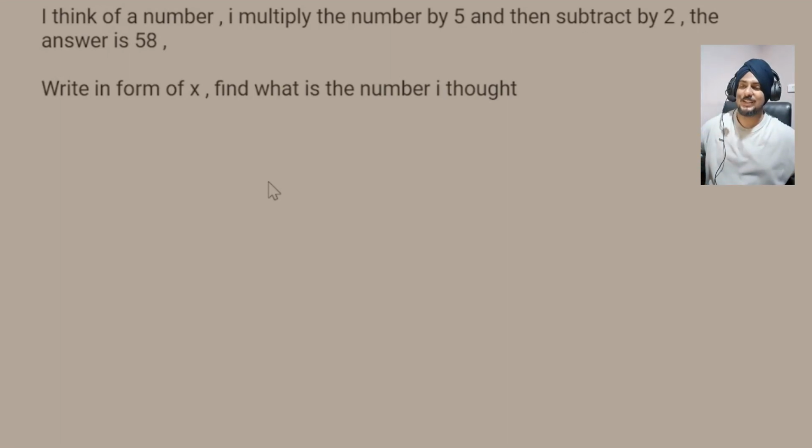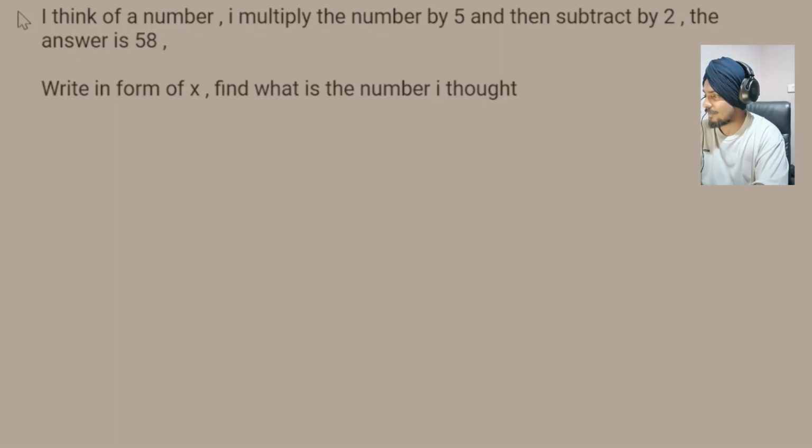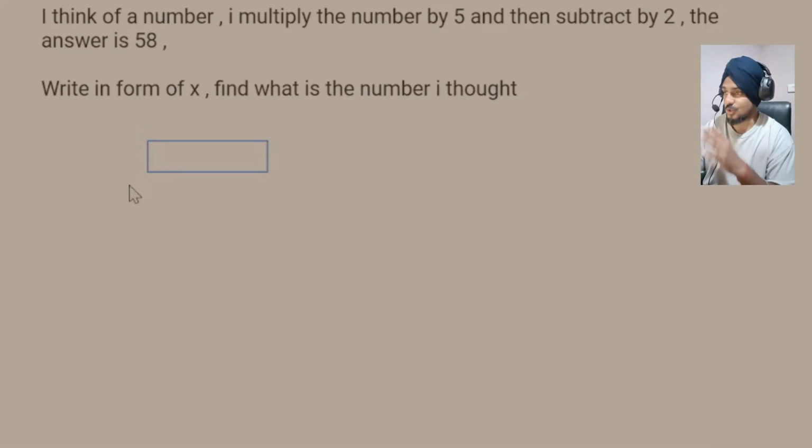You are here with Lord Gifty, and there's a problem statement in front of us, a math problem. Let's solve it out together. I think of a number, I multiply the number by 5, then subtract 2. The answer is 58. Now, again, rule number 1, whatever is given to you, note it down.